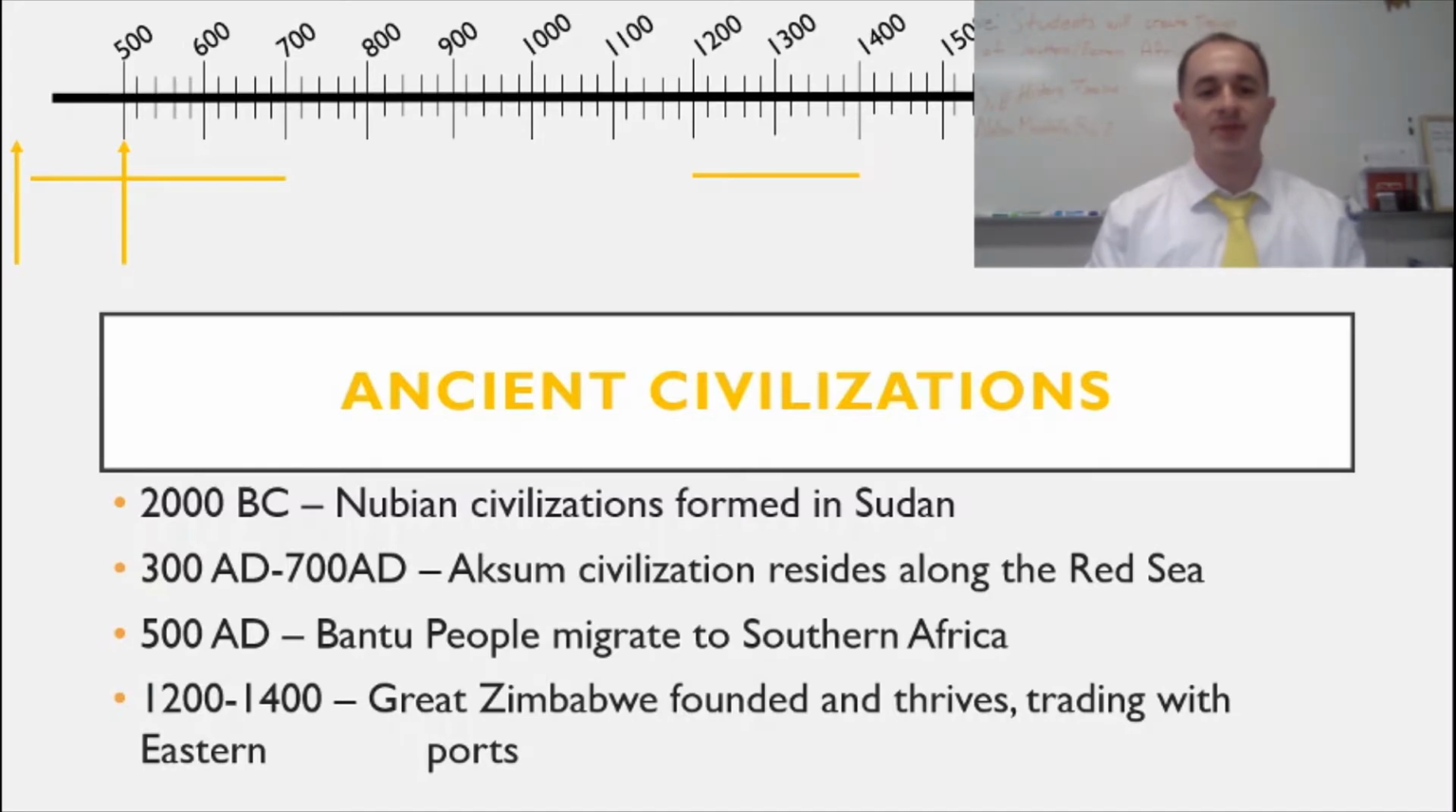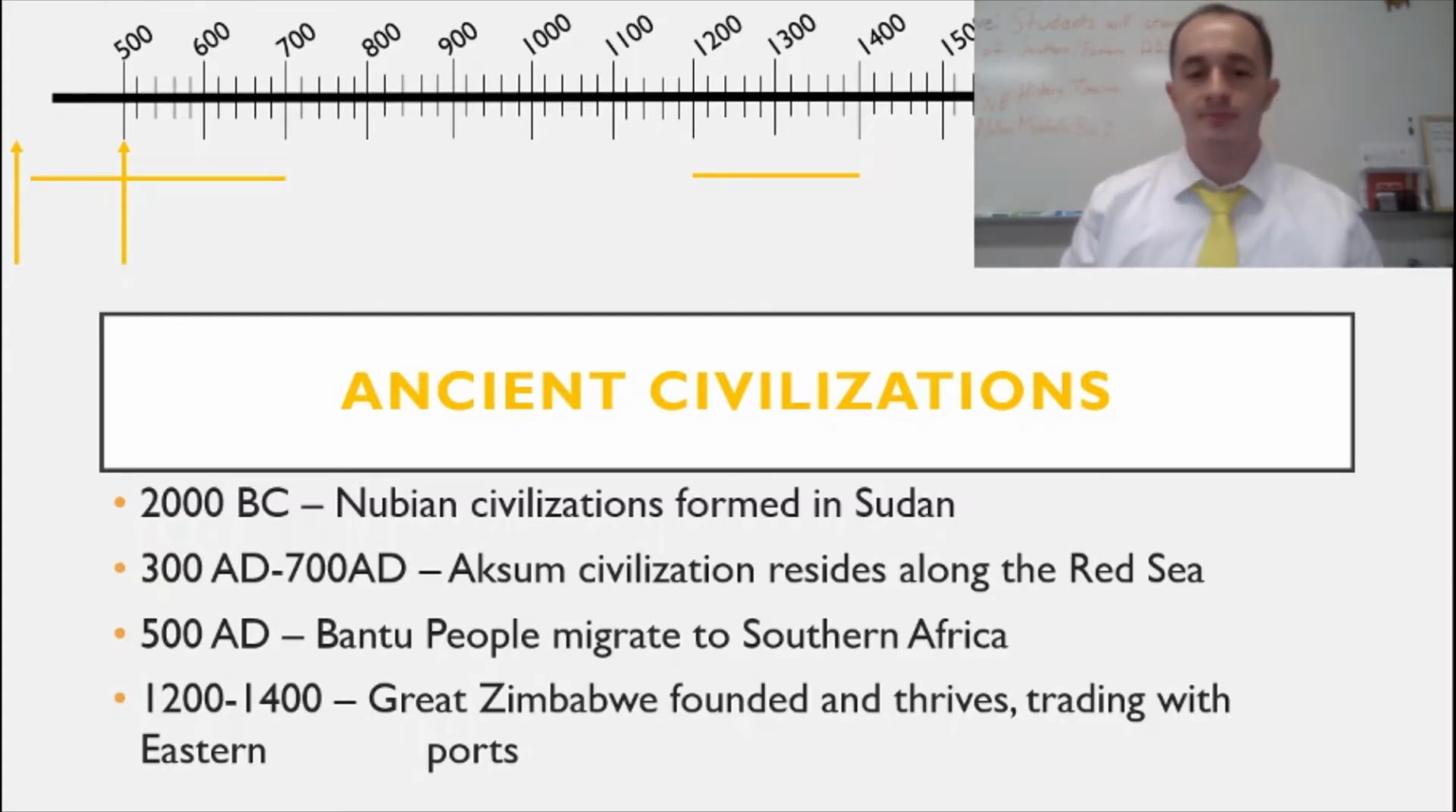Next thing we are going to have is the Axum civilization. So the Axum civilization was from 380 to 780. So what we need to do is draw a line from 380 to 780, which we can see as this horizontal line right here. So the Axum civilization resides along the Red Sea for these 400 years or so that they are there. These are not exact dates on a lot of these. They are fairly close so that we can get an idea of when things are happening.